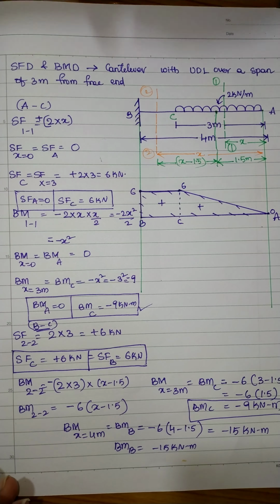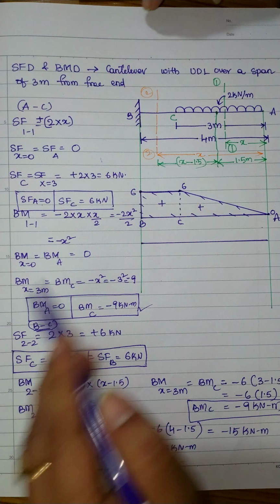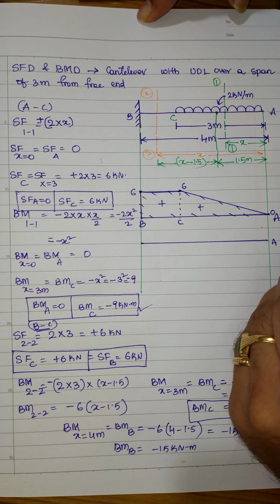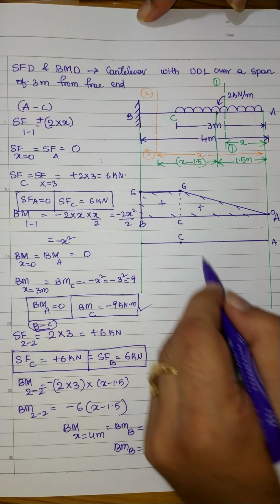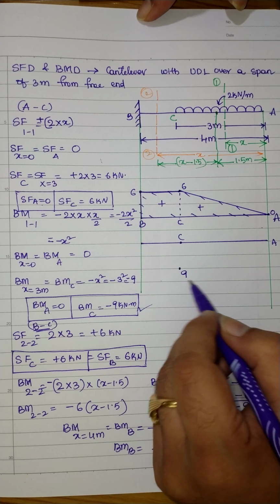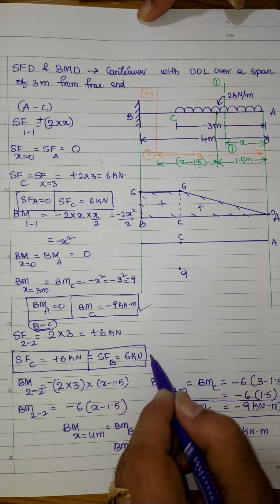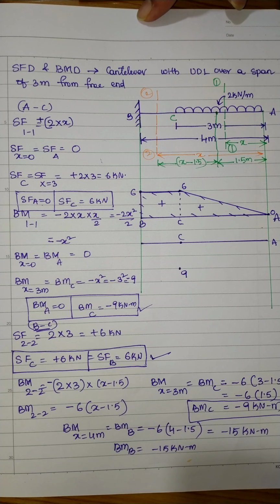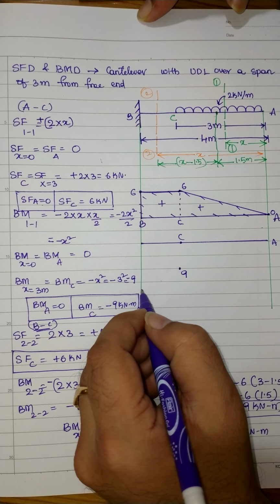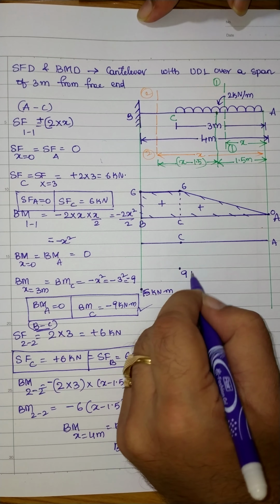Next, let us draw the bending moment diagram. Same thing again, draw a baseline. Bending moment at point A is exactly 0, and at point C we have 9 kilonewton meter, minus 9. No need to indicate the negative sign because we are drawing it in the downward direction. Next, the bending moment at point B is equal to minus 15. So I am just marking 15 kilonewton meter here.